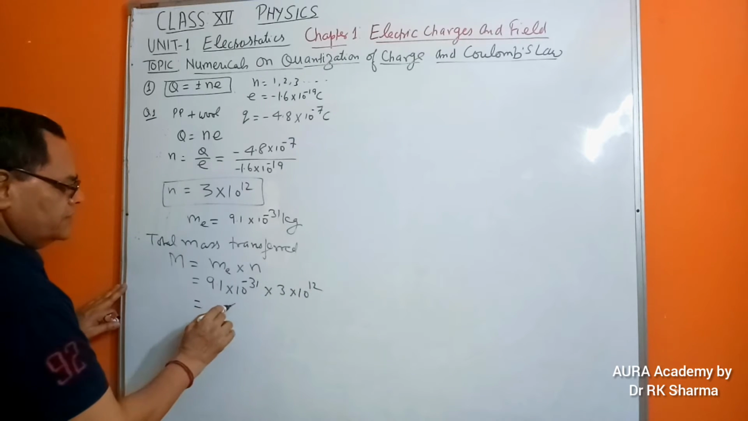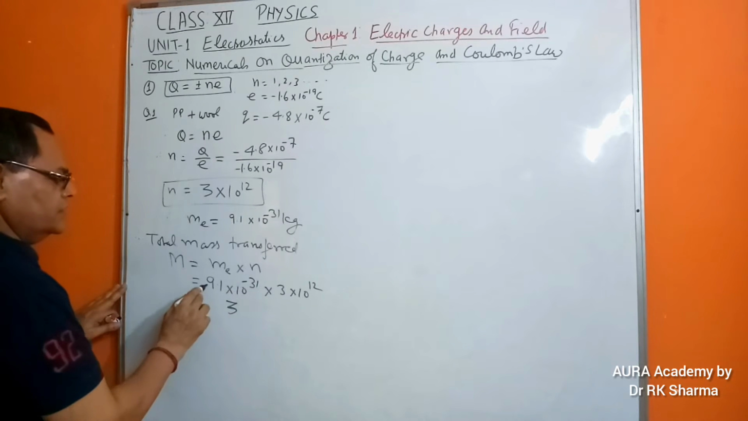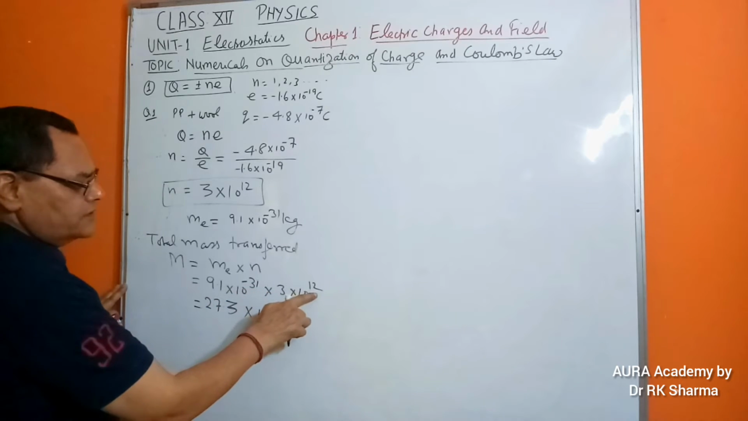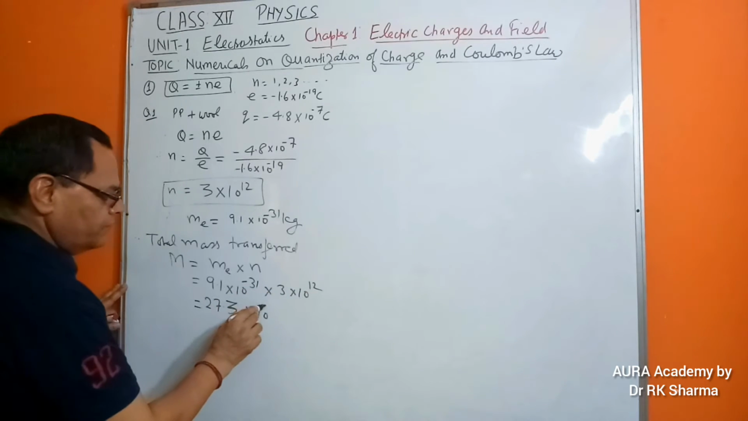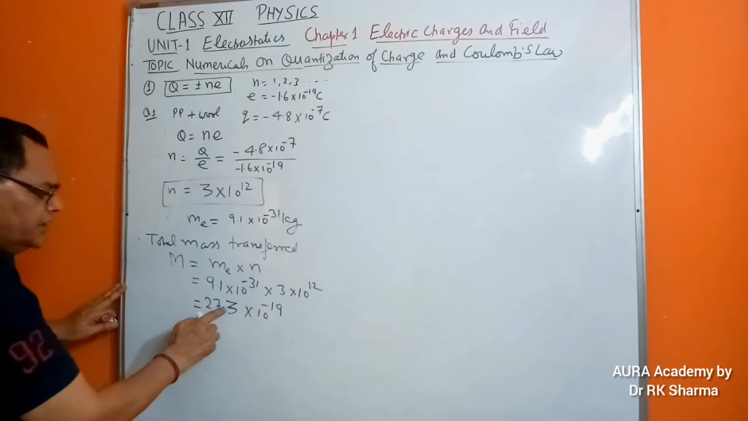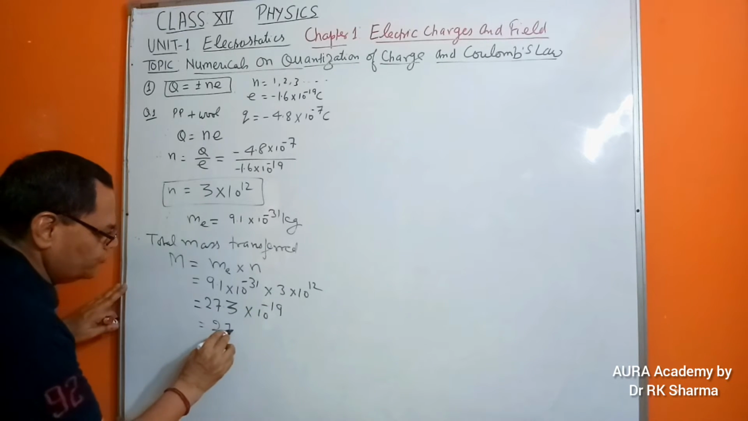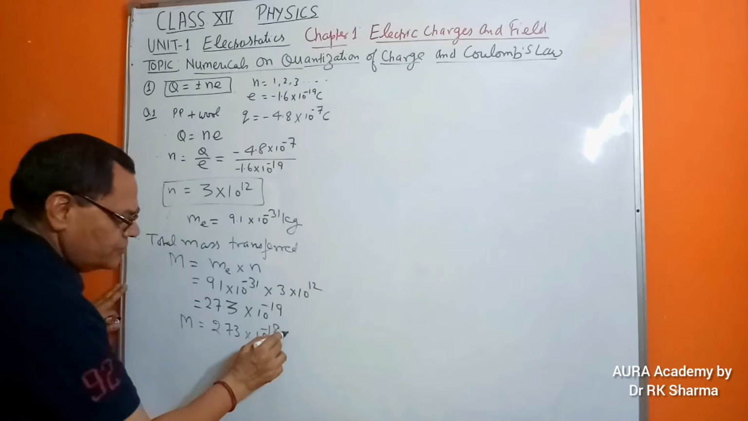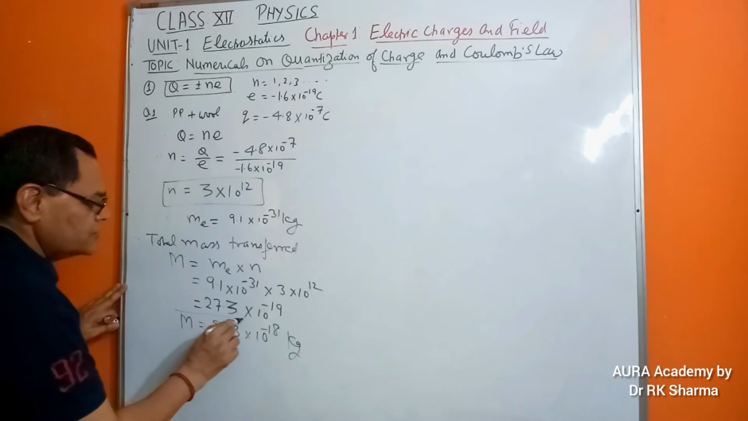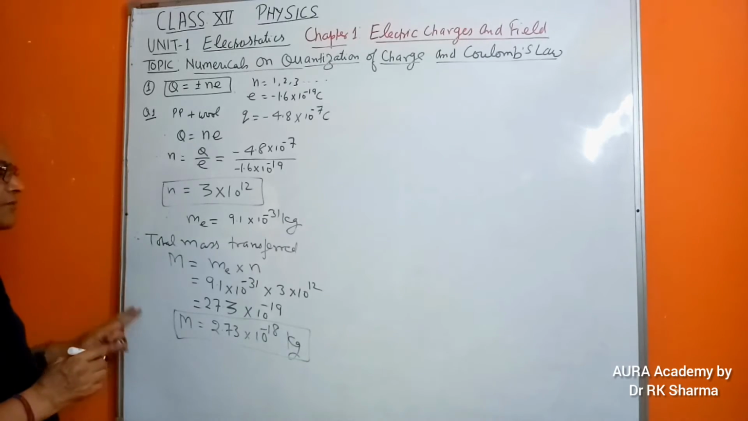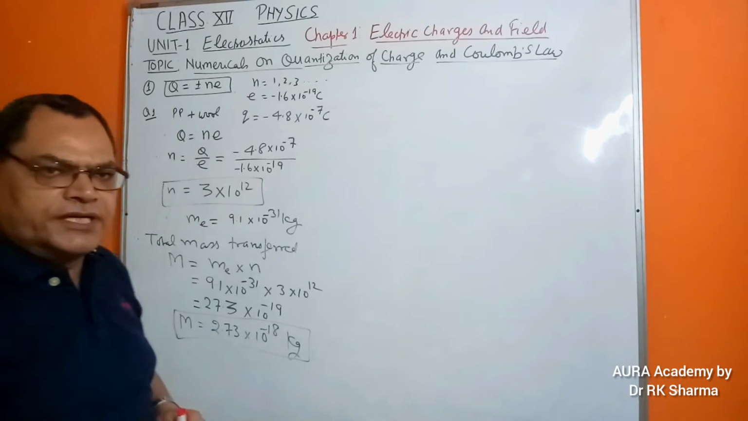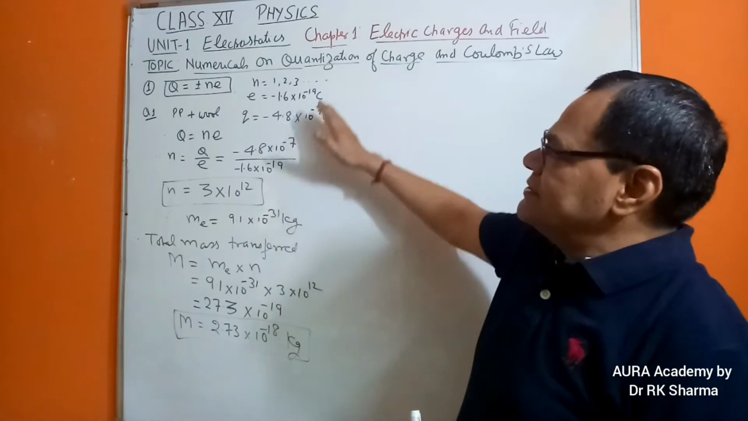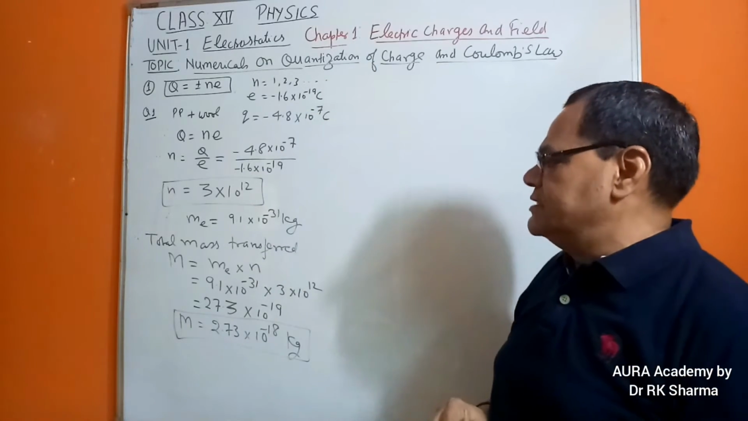So multiply this: 3 times 1 is 3, 3 times 9 is 27, and 10 raised to the power minus 31 plus 12, so how much? Minus 19. If you move the decimal one place this side, it becomes 2.73 into 10 to the minus 18. And because it is mass, never forget to put the unit. Therefore, the mass transferred will be 2.73 into 10 to the minus 18 kilogram. Is it clear? So this is the first question based on the quantization of charge.